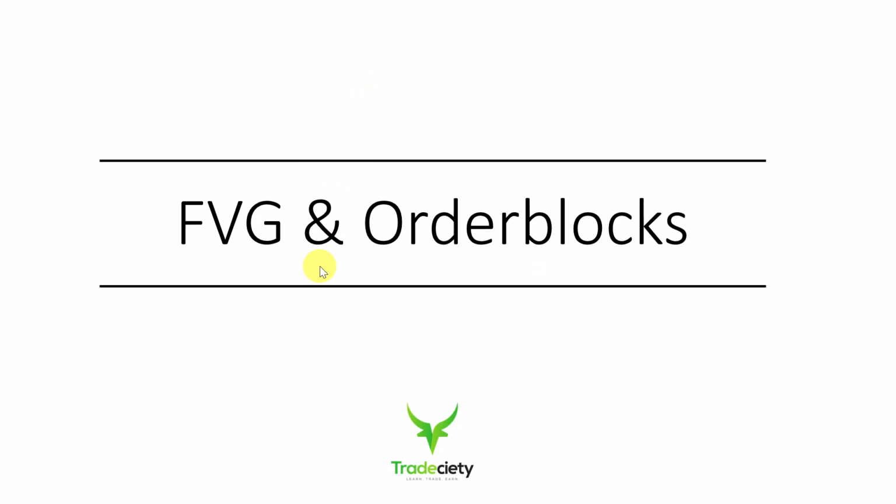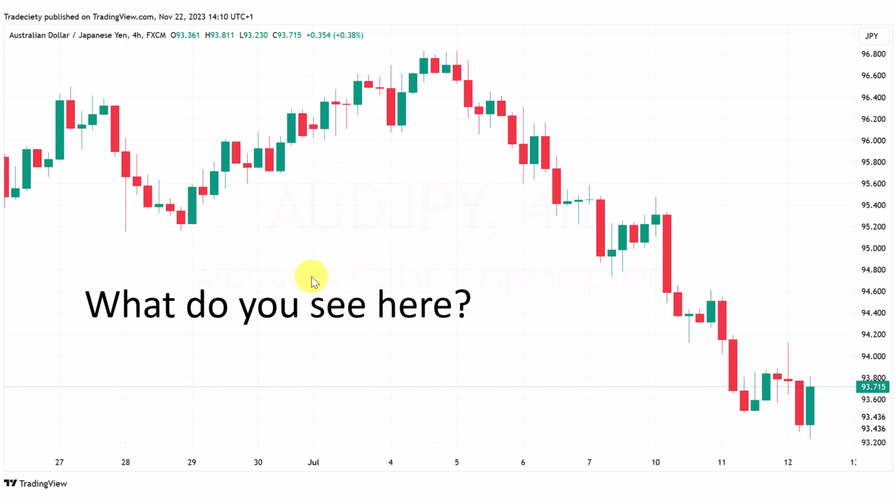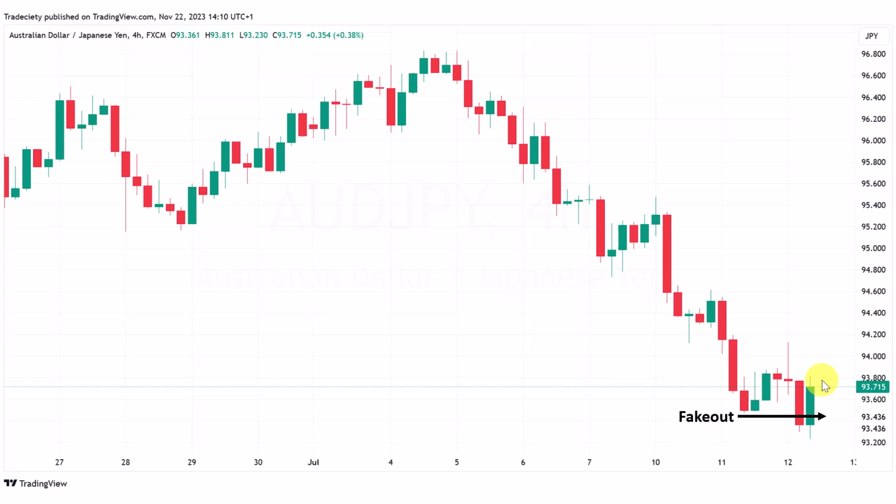Next, let's talk about fair value gaps and order blocks. So what you see here, we are starting on a 4-hour time frame, and we want to analyze the price structure. First thing we see is a local fake out. The market is in a downtrend. Here is a local low, and then the market is first taking out the low, but with the next candle is rejecting it very strongly, almost an engulfing candle, and this is then a sign of a fake out.